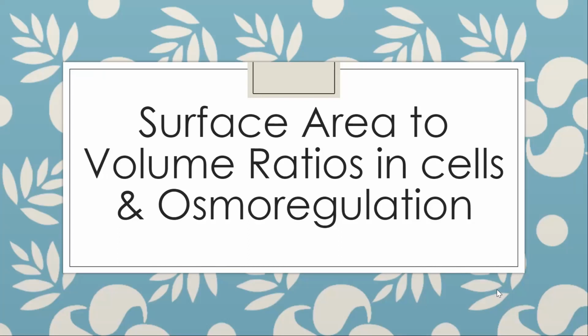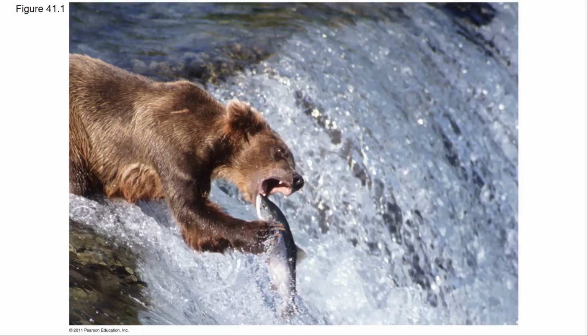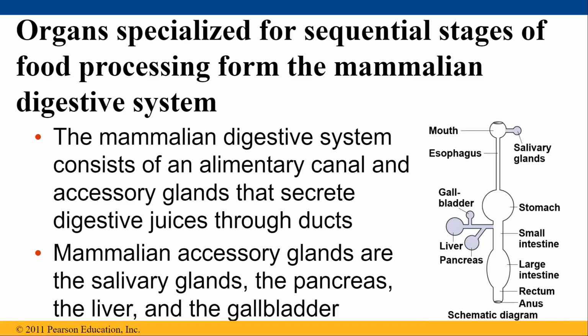So the first example is with animal nutrition in our digestive system. When we're looking at our digestive system, that is definitely taking advantage of the surface area to volume ratio. So a very good example of surface area to volume ratio. The digestive system has many different compartments. Think of it as a tube that runs through your body, and the food that we eat needs to get absorbed across the cells that line our digestive system.